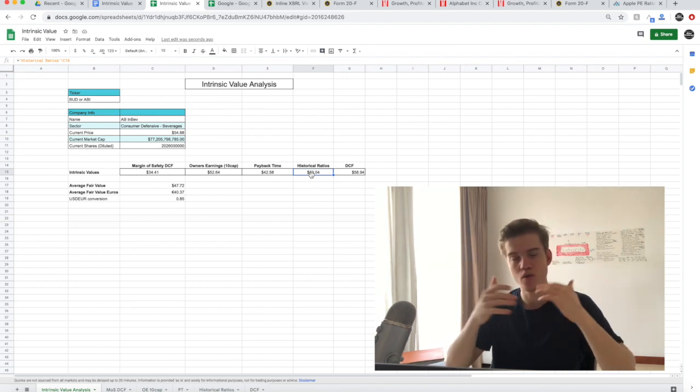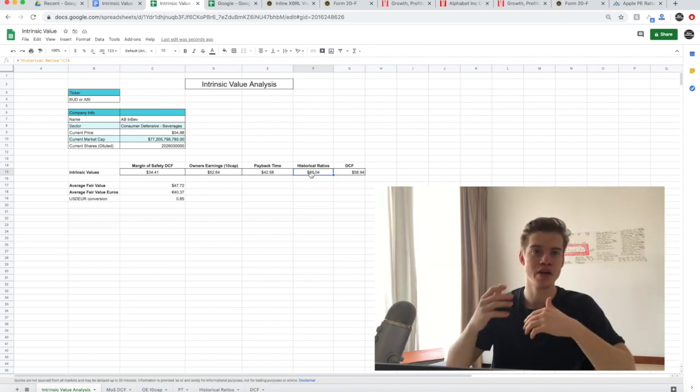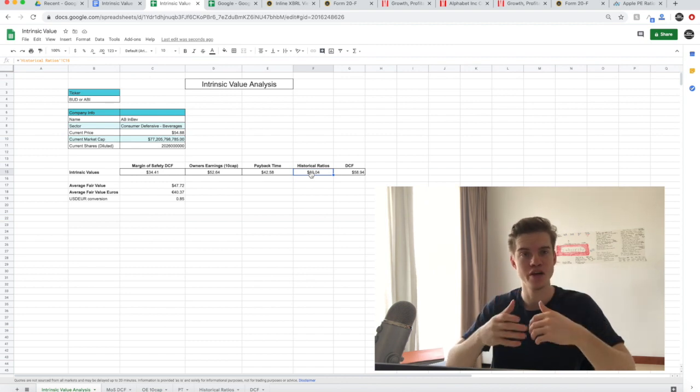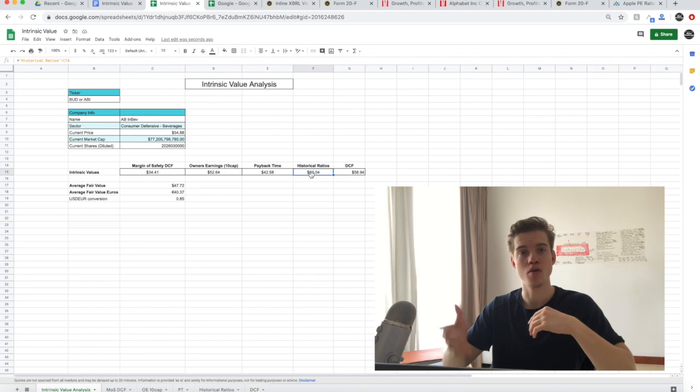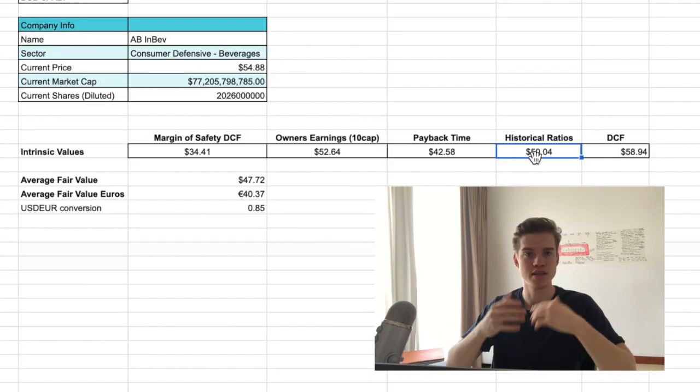So there are just sort of different ways to look at a company. These different ways do give you a better idea of what a more accurate valuation for the company is, because some of them may be a bit too conservative and some of them may be a bit too optimistic. So sort of using an average with these is a good idea. And that's what I have done with my calculations for AB InBev.